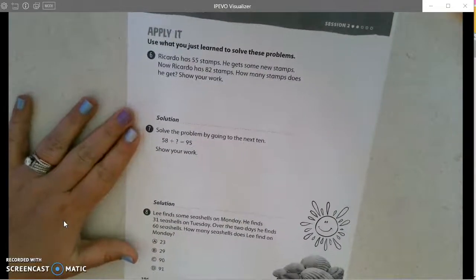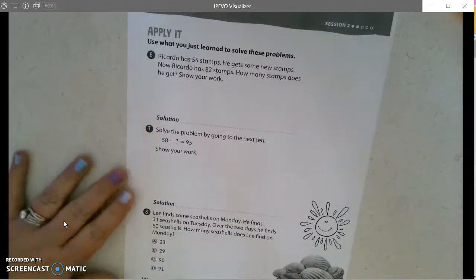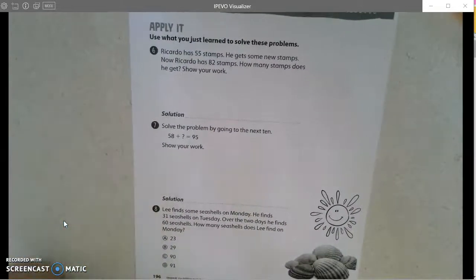All right. Apply. Okay. We're going to do these 3 problems together, and then you are going to do some on your own practicing. Ricardo has 55 stamps. He gets some new stamps. Now Ricardo has 82 stamps. How many stamps does he get? Show your work.